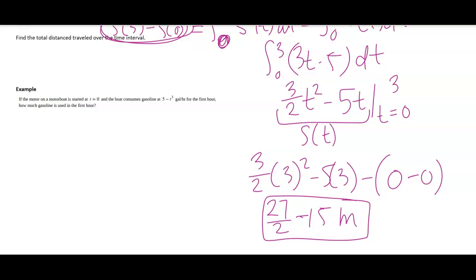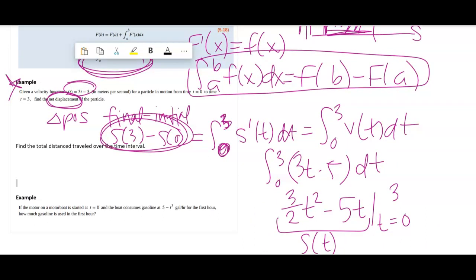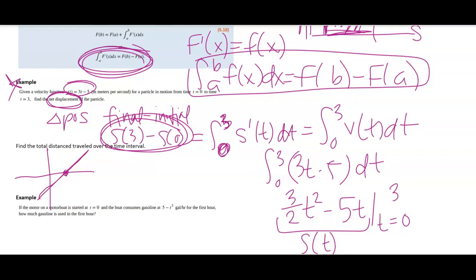Now, total distance traveled is going to be something a little bit different because my velocity equation, 3t minus 5, is negative when t is less than 5/3 and is positive when I have time greater than 5/3. So I'm going to go ahead and erase this part that I have over here and give me some room.